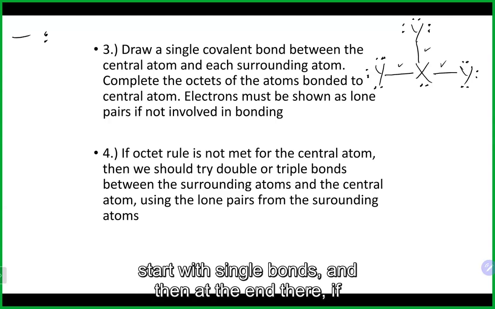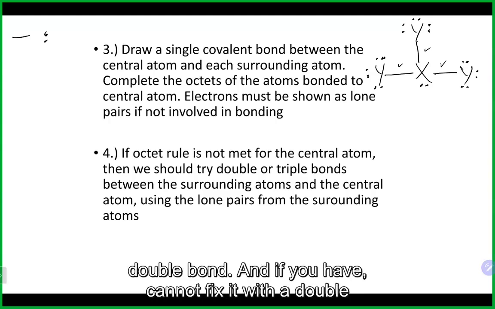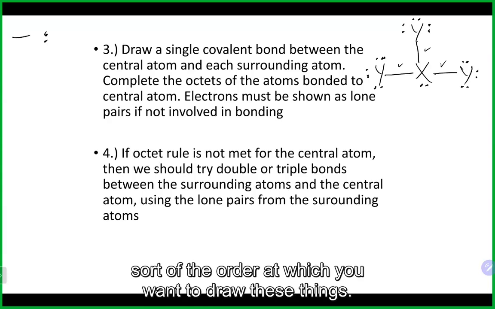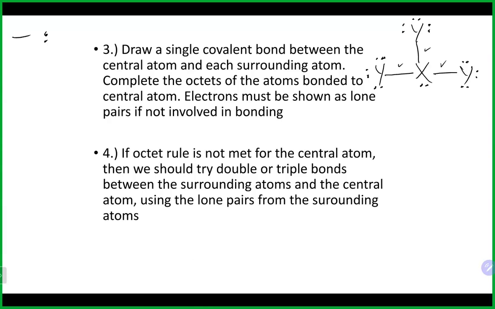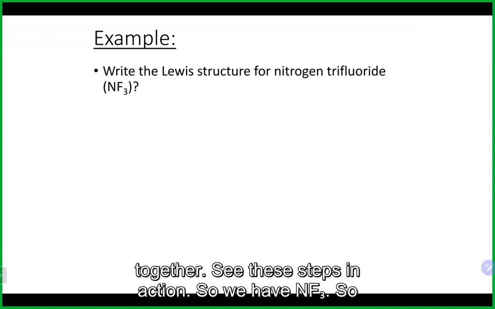You want to start with single bonds, and then at the end, if somebody doesn't have 8, you want to try to fix it with a double bond. And if you cannot fix it with a double bond, then you want to go to a triple bond. So again, that's the order in which you want to draw these things. Any questions about that? All right, so let's do one here together to see these steps in action.